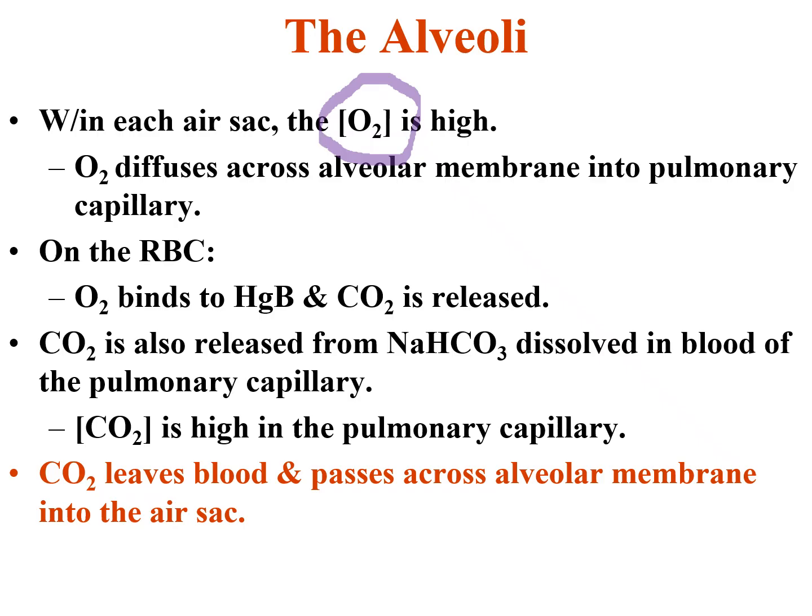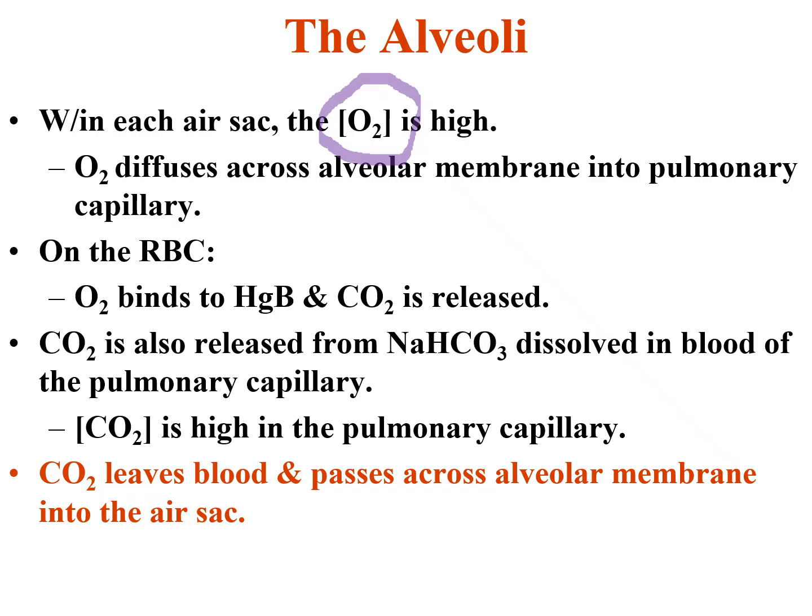Well, oxygen diffuses across the alveolar membrane into the pulmonary capillary, onto the red blood cell. Now, on that red blood cell that's passing by the pulmonary capillary, oxygen binds to the hemoglobin and carbon dioxide winds up being released. Carbon dioxide is also released from sodium bicarbonate, which is dissolved in the blood of the pulmonary capillary.